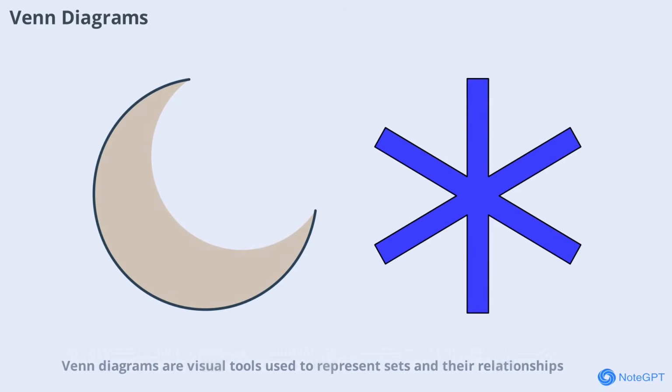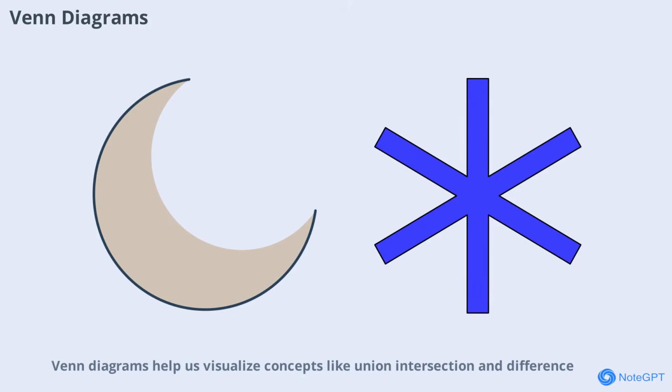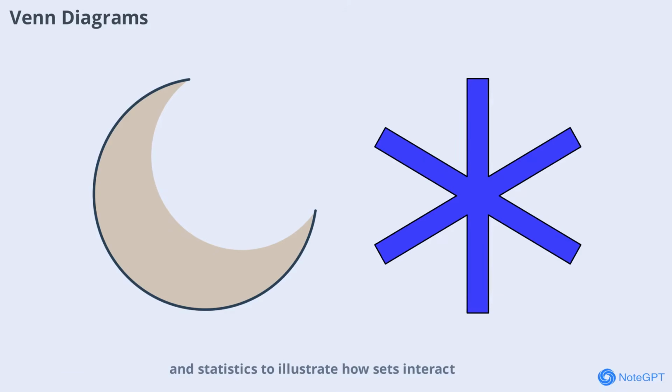Venn diagrams are visual tools used to represent sets and their relationships. Each set is shown as a circle, and overlapping areas represent elements shared by sets. Venn diagrams help us visualize concepts like union, intersection, and difference, making abstract ideas more concrete. They are widely used in mathematics, logic, and statistics to illustrate how sets interact.